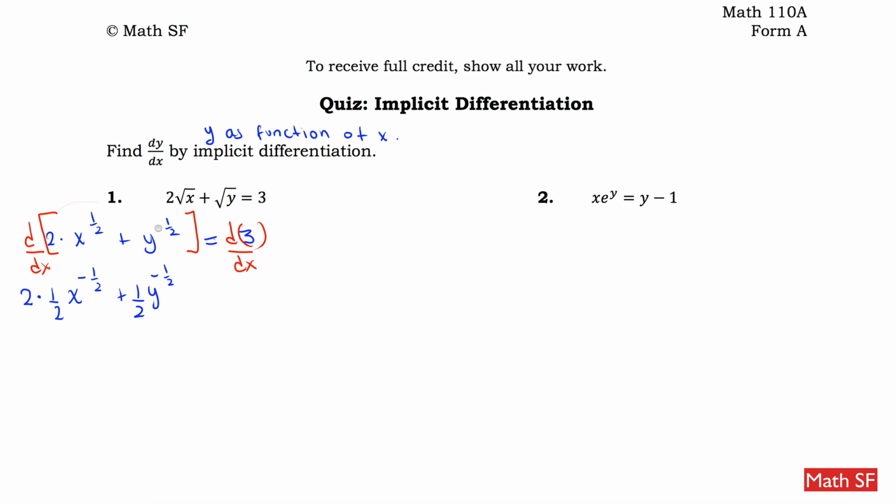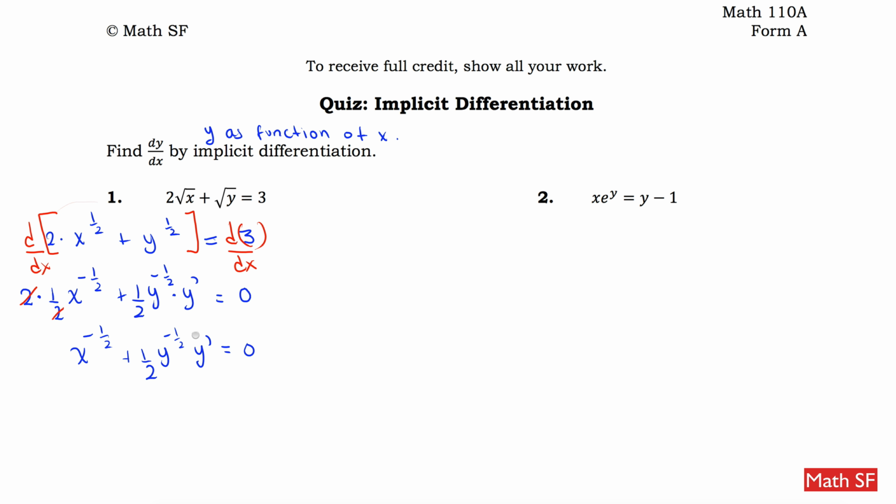But here, this is the hardest part in implicit differentiation. You're taking the derivative of y, so it will be 1/2 times y to the negative 1/2 times the derivative of the inside, so it will be times the derivative of y, equal to the derivative of 3, and the derivative of a constant is always 0. Now let's start to isolate for y prime. However, look at this part here, they eliminate, so you're pretty much left with x to the negative 1/2 plus 1/2 y to the negative 1/2 y prime equals 0.